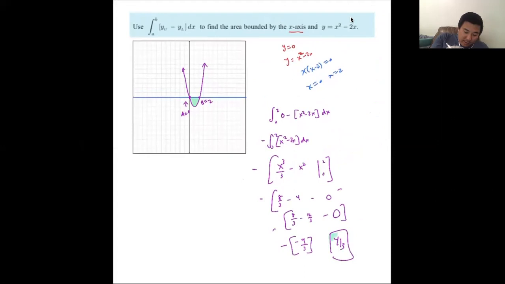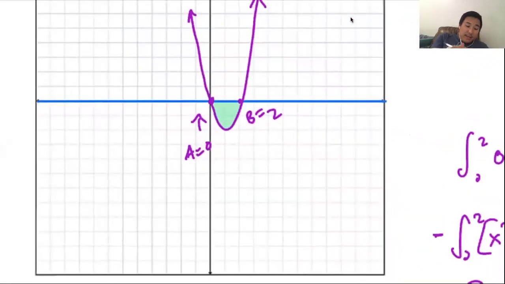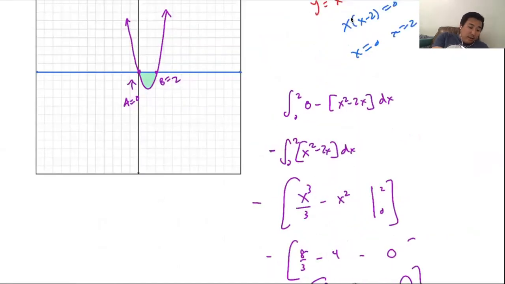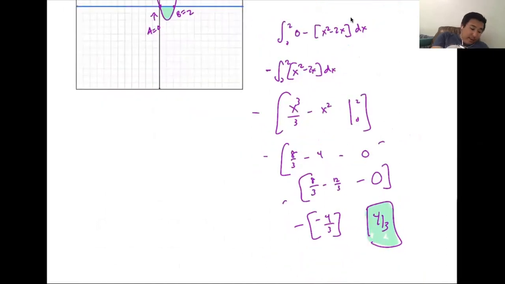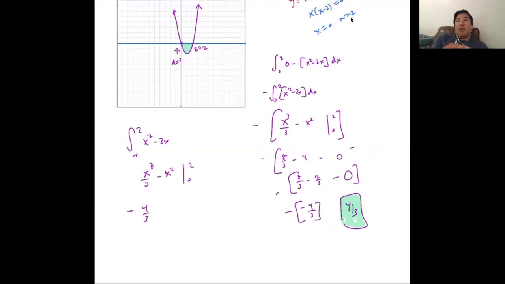So as I was talking about, I made a mistake. When you do top minus bottom, it negates the fact of it being below 0. So even though it's below the x-axis, because I did the top function minus the bottom function, you'll get a positive integral, which is why we have 4 over 3. If I would have done the integral of x squared minus 2x from 0 to 2, then x cubed over 3 minus x squared over 0 to 2, you would have gotten the negative 4 over 3. But because we did top minus bottom, it does the work for us to make it positive.